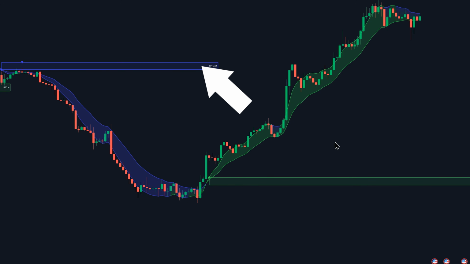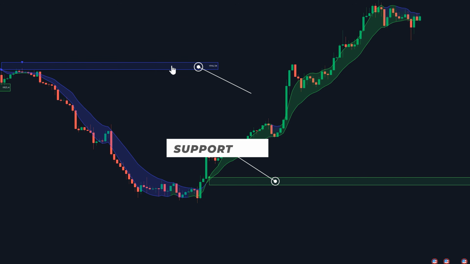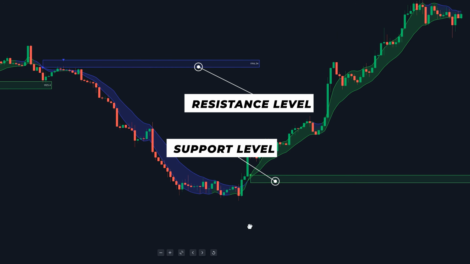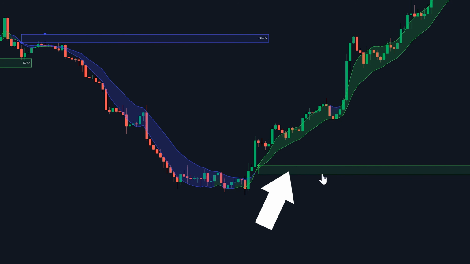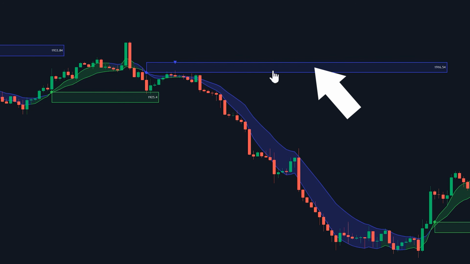But what about these rectangular boxes? What are they? Well, these are the support and resistance levels, and they're going to be printed whenever the trend changes from bearish to bullish and vice versa. A green support level, like this one, is going to be printed whenever this indicator transitions from bearish to bullish. Conversely, a blue resistance level is going to be printed whenever the indicator transitions from bullish to bearish.